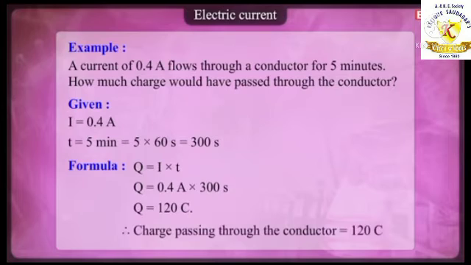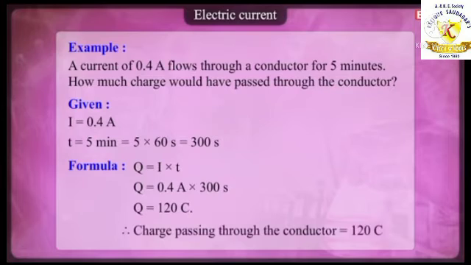The symbol for current is I. So, I is equal to 0.4 ampere. Why ampere? Because the unit of current is ampere and it is denoted by capital letter A. And the small t, that is time, is equal to 5 minutes. The formula is in seconds, so we have to convert minutes into seconds. As we know, 1 minute carries 60 seconds. So, 5 multiplied by 60 seconds will give you 300 seconds. So, time taken is 300 seconds.